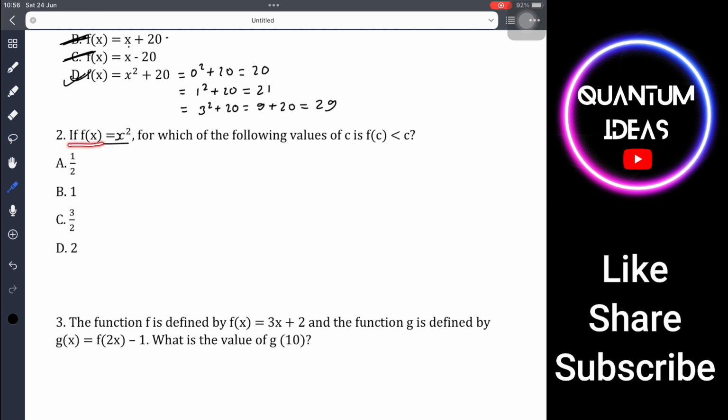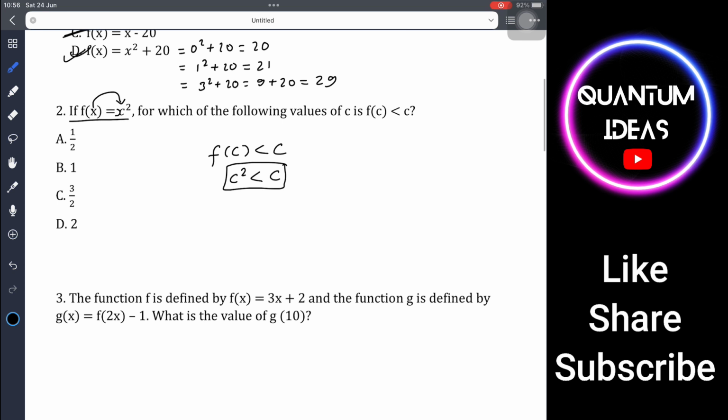If f of x equals x squared, for which of the following values of c is f of c less than c? So which of these values of c will satisfy this inequality? We have to solve. So first write f of c is less than c. Since f of x is x squared, f of c is c squared, so c squared is less than c.